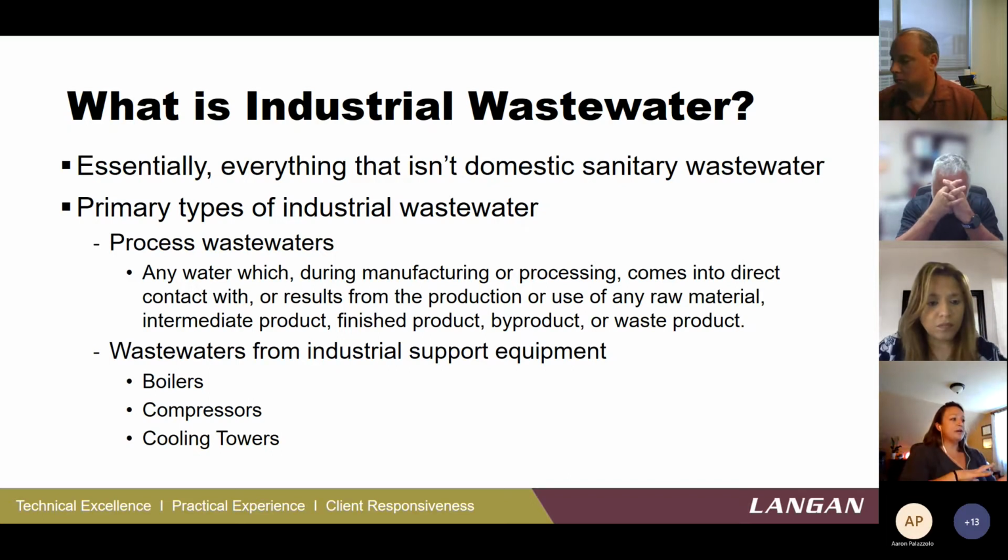And then there's wastewaters from industrial support equipment. So things like boiler blowdown, compressor condensate, cooling towers, all the things that make your facility run. Those are also industrial wastewater.